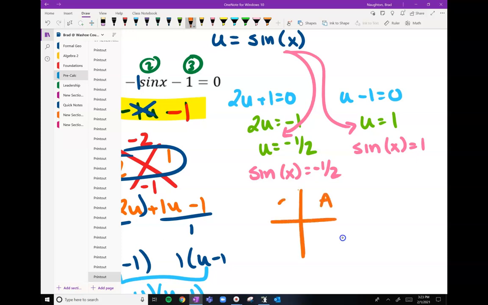So it goes, all students take calculus. So it's negative, so it's not going to be in these 2 quadrants. Okay, so I'm going to be down here, and it's going to be 7 pi over 6. And then over here, it's going to be 11 pi over 6.